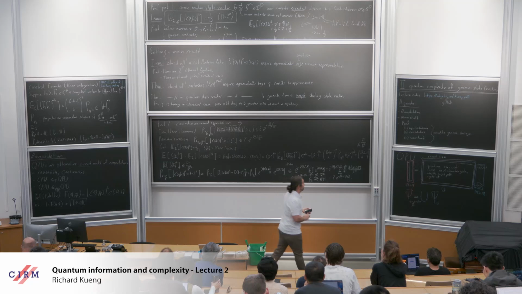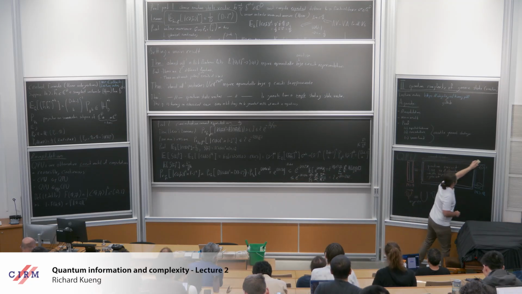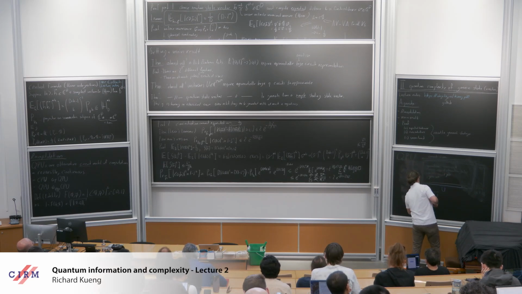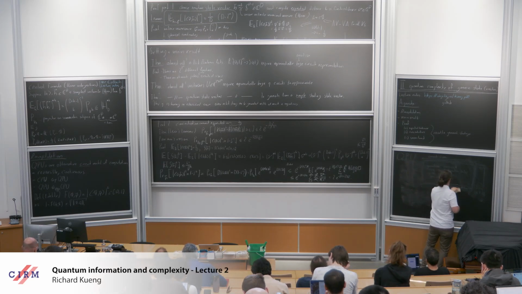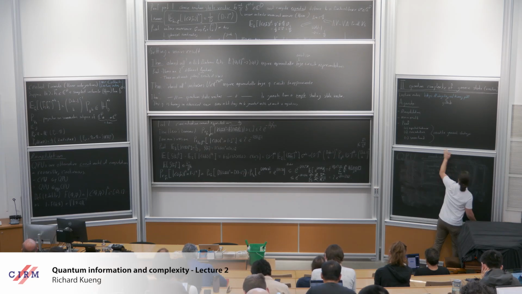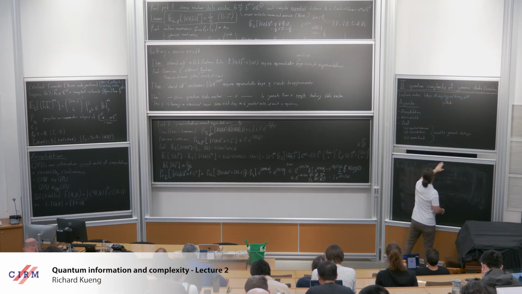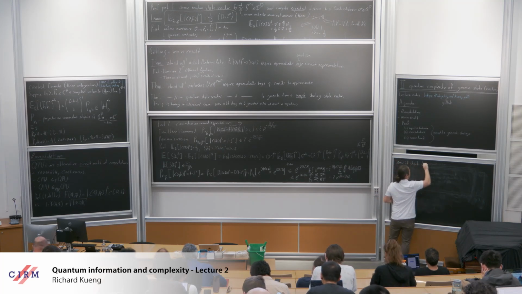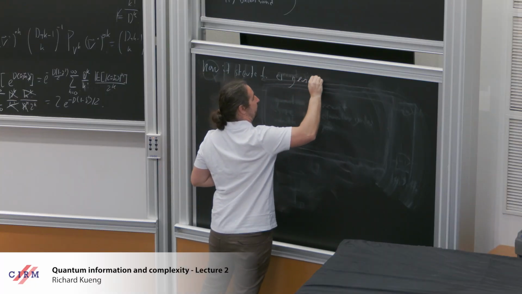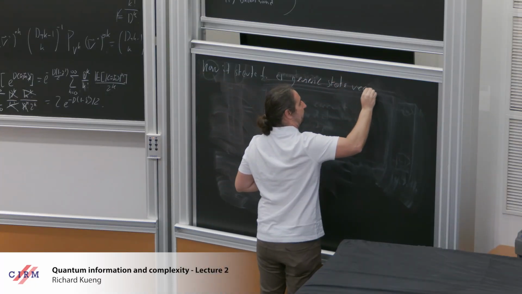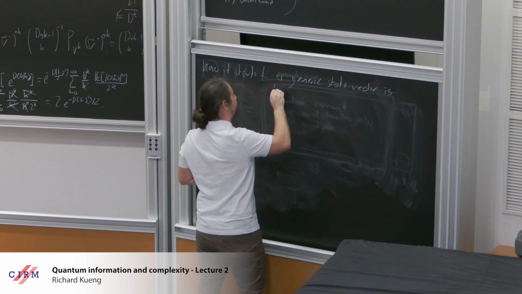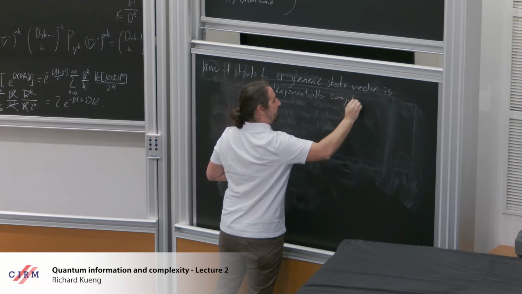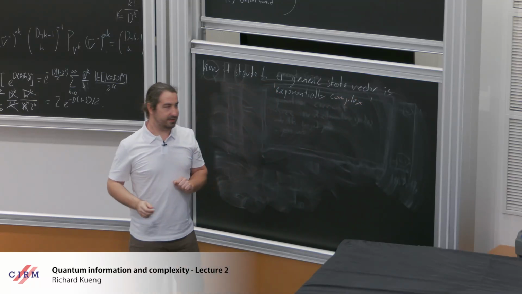Now let's put everything together. How it started: a generic state vector is exponentially complex. Right? This is how it started. This is what I promised you when we started this lecture. How it's going.